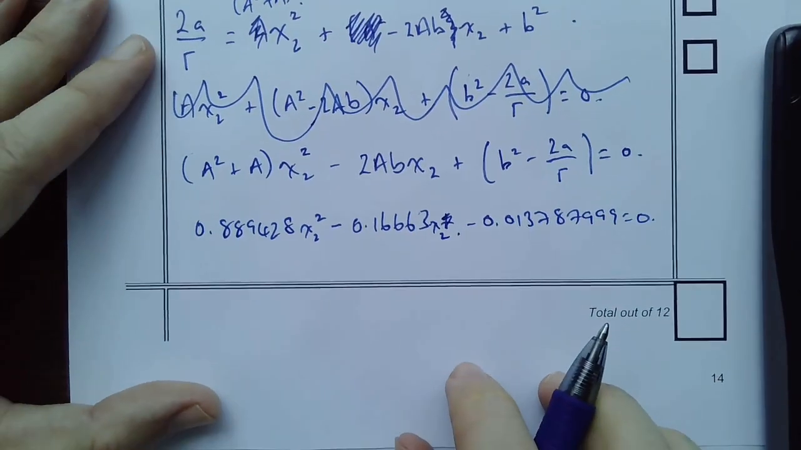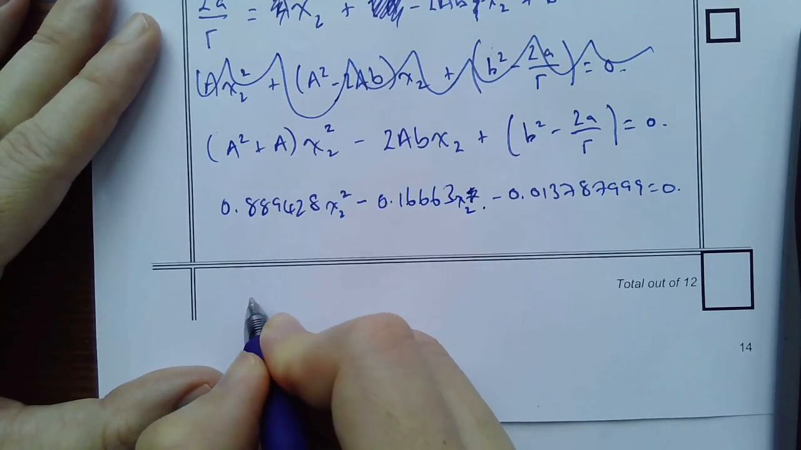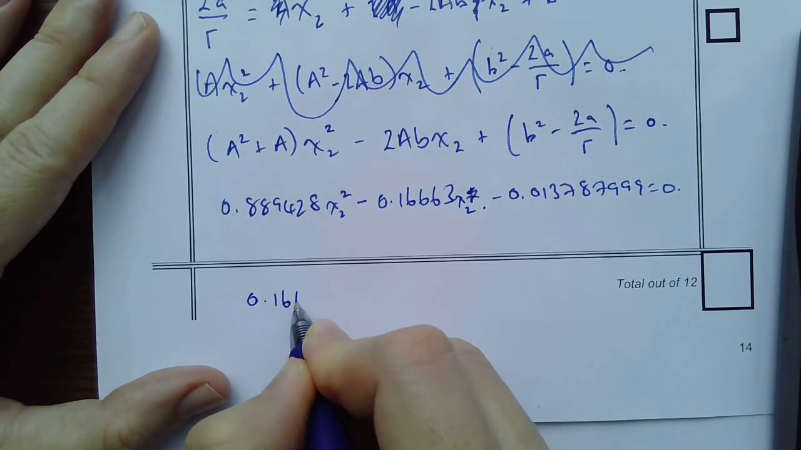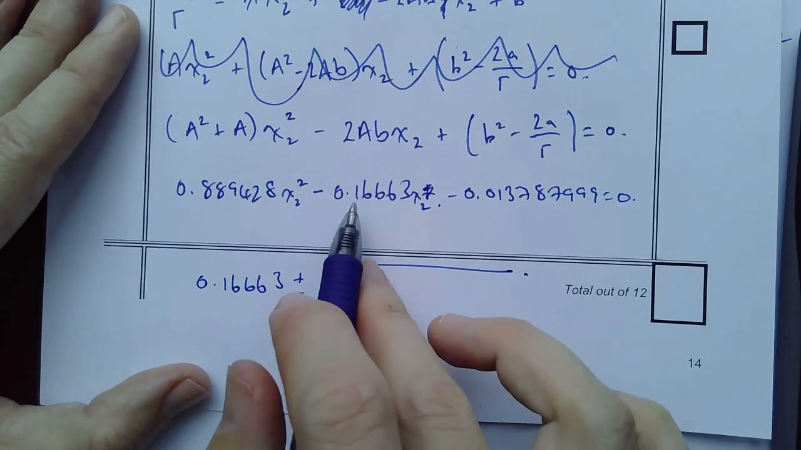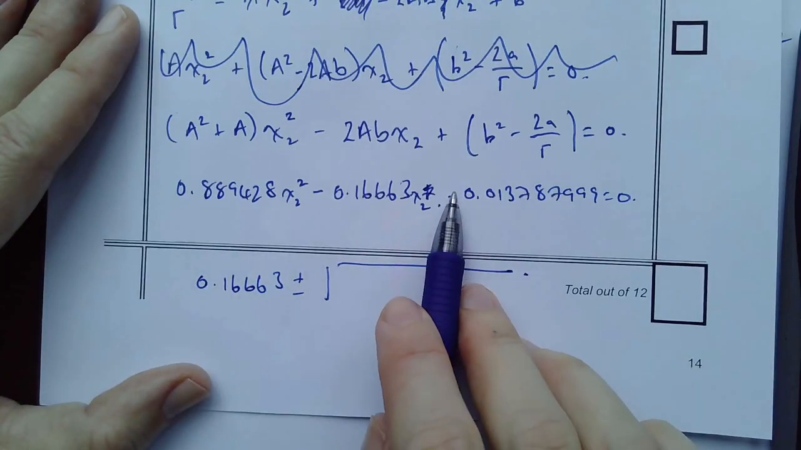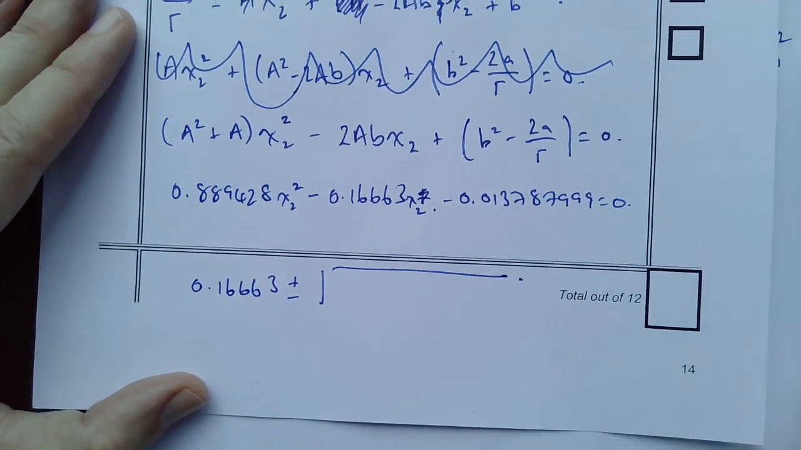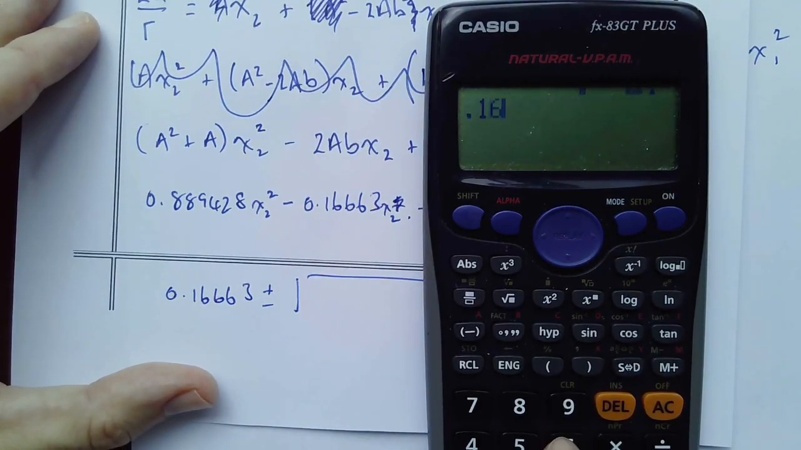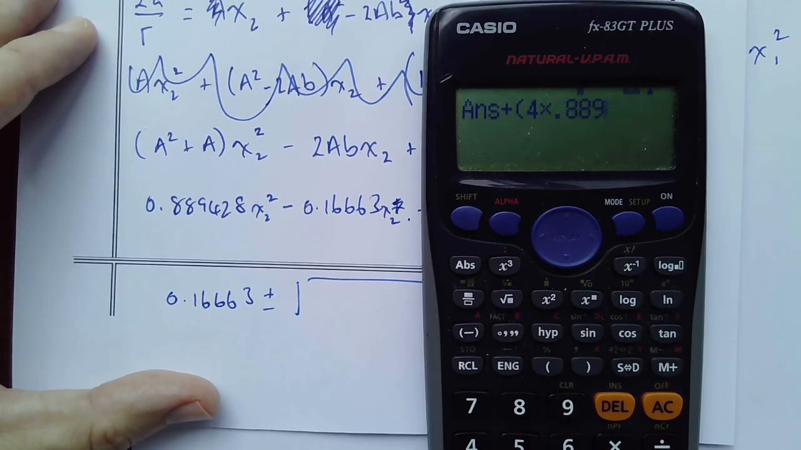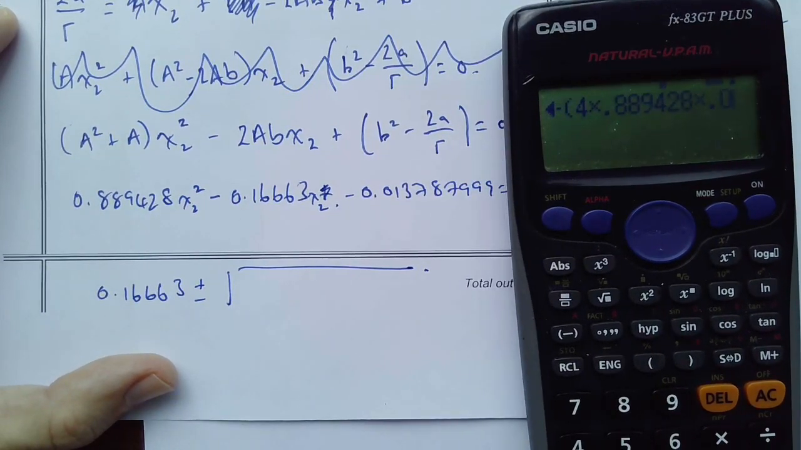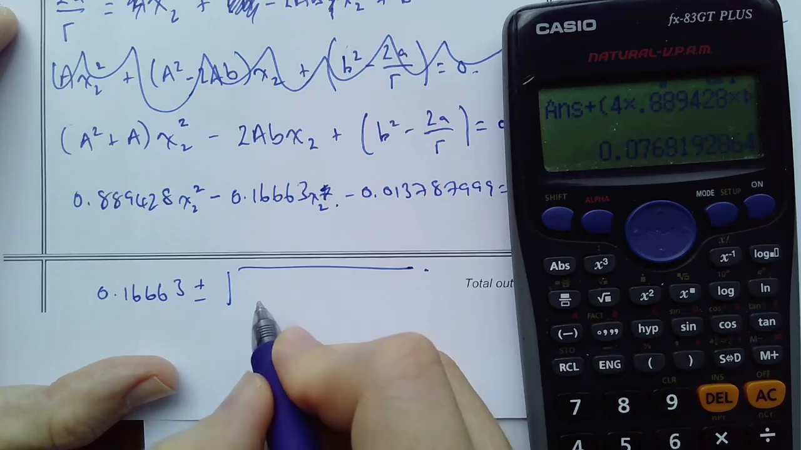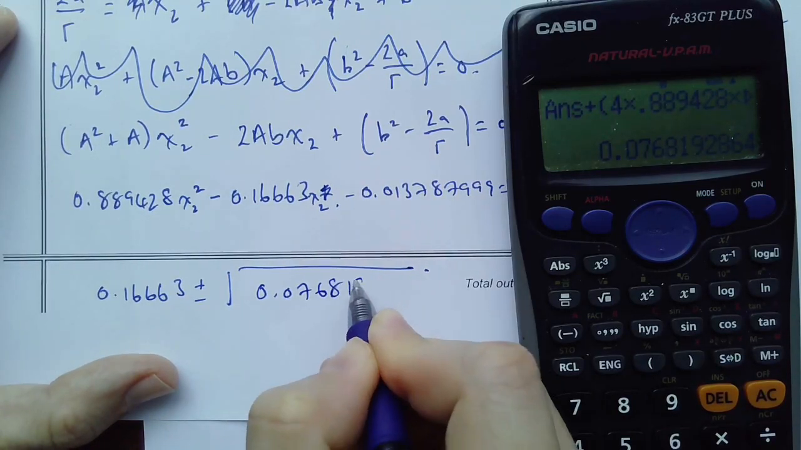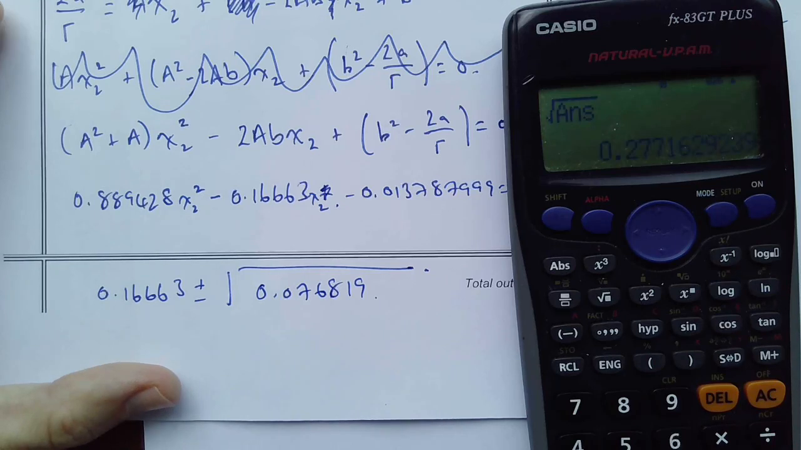Okay, then I do my quadratic, so it's going to be minus b, so 0.16663, plus or minus the square root of b squared, take 4ac. Well, that's a negative, so it's b squared plus that times that. Let's do 0.16663 squared plus 4 times 0.889428 times 0.013787999, which gives me the square root of 0.07681. Actually, let's just do the square root of that.